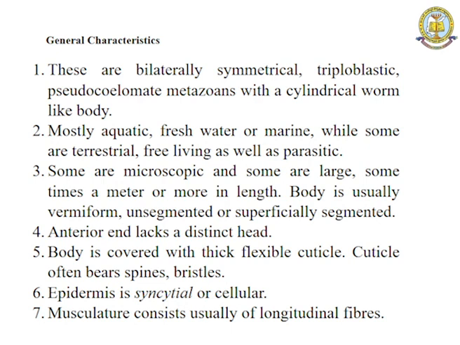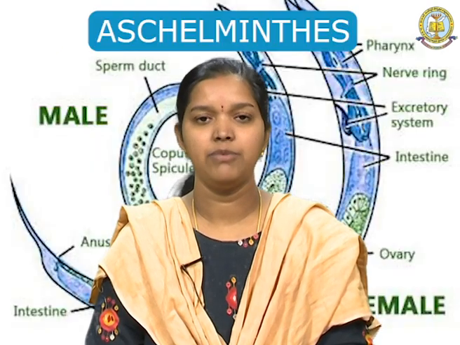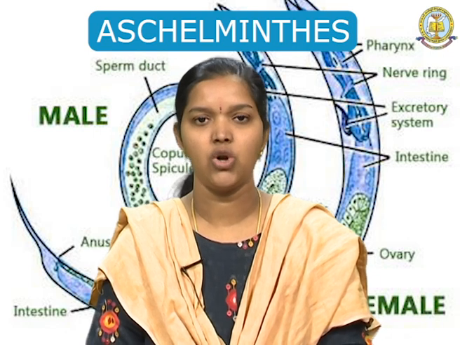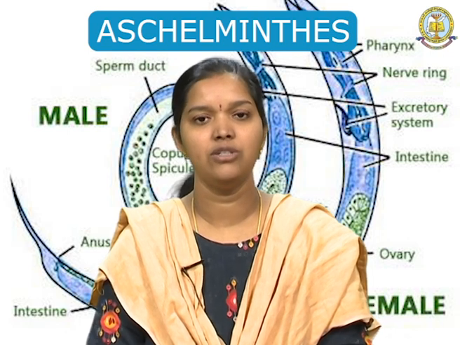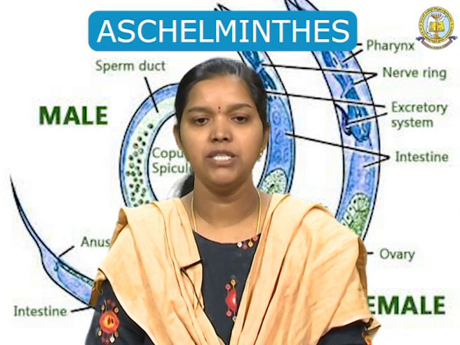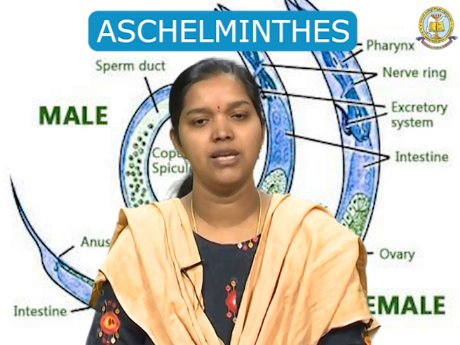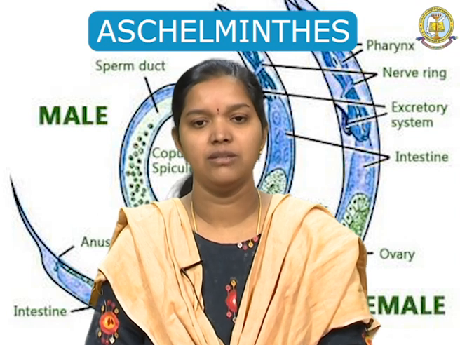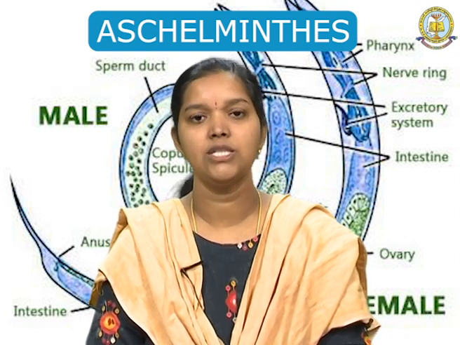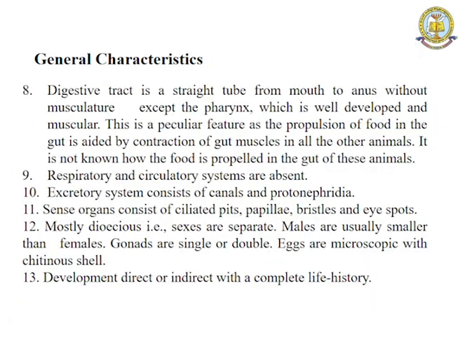Syncytium is nothing but multiple nuclei present within a single cell. That is called a syncytium. That means, in cells which are actively dividing, we usually see such an appearance. So, the epidermis is syncytial or cellular, and the musculature usually contains longitudinal fibers. Then the digestive tract is straight from the mouth to the anus, where we do not see any musculature except in the region of the pharynx.